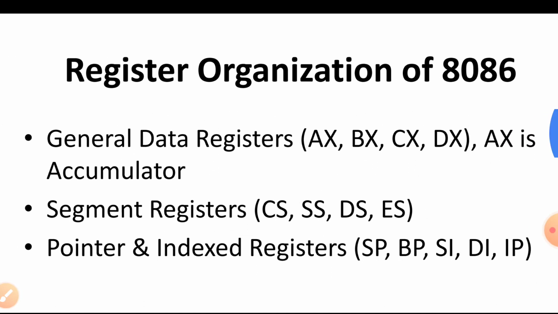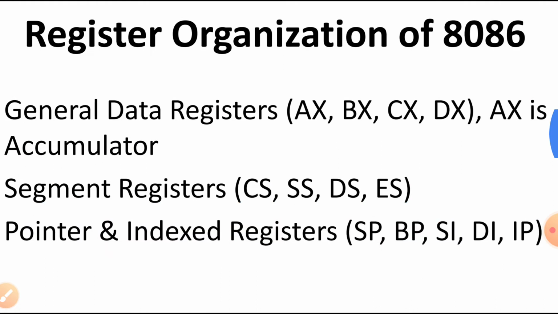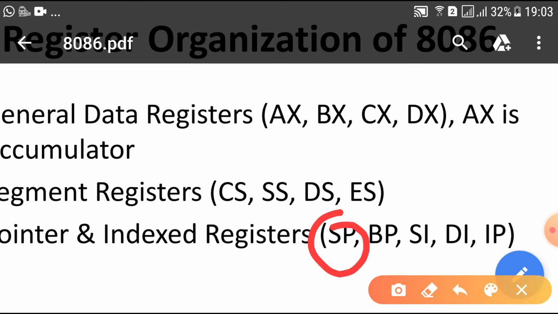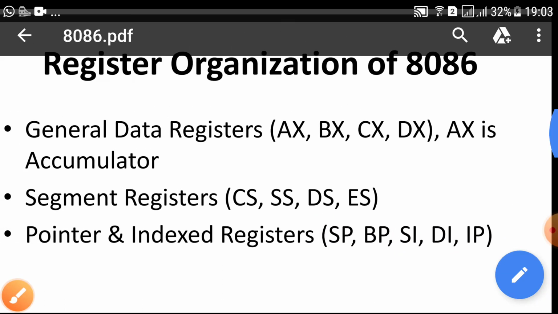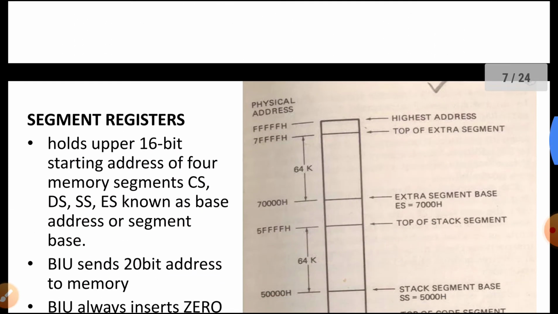Then we also have the pointer or index registers. Out of the pointer and index registers, only one, the instruction pointer, is part of the bus interface unit. The rest of the pointer and index registers are part of the execution unit. These registers are known as SP, which stands for stack pointer, BP for base pointer, SI for source index register, DI for destination index register, and IP for instruction pointer. So this is the explanation of all the 14 registers used in the 8086.